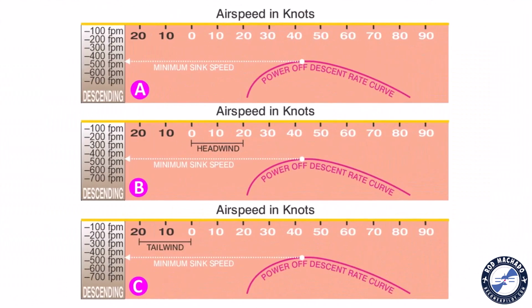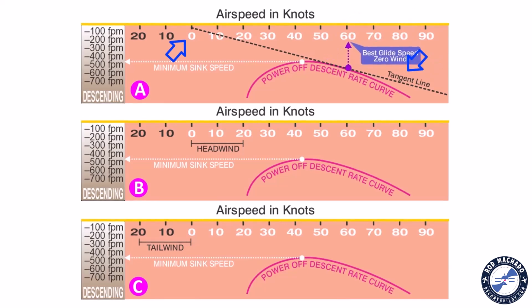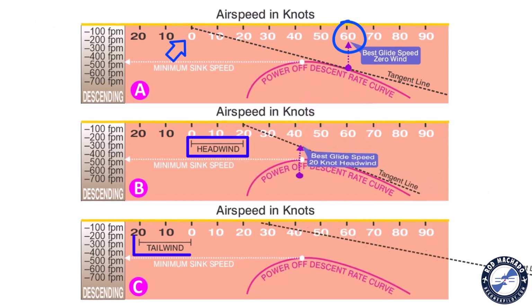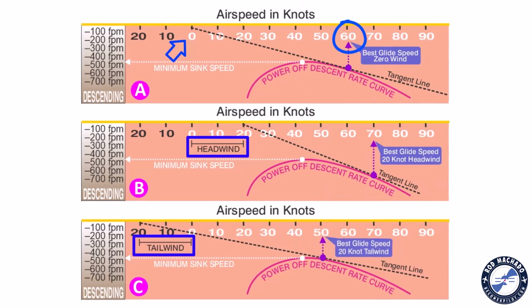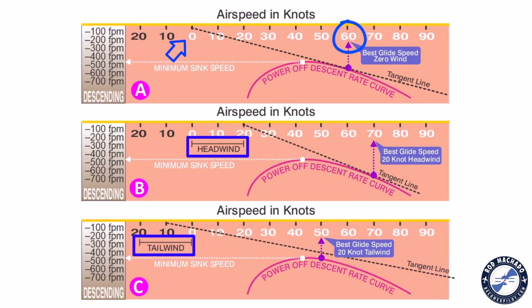From the engineer's perspective, the best glide speed is found where a tangent line beginning at the 0 airspeed index touches the power-off descent rate curve. In Block A, the best glide speed is found at 60 knots, with a 20-knot headwind. Block B, or a 20-knot tailwind. Block C, the best glide speed is found by shifting the beginning of the tangent line an amount equal to the headwind or tailwind, respectively.